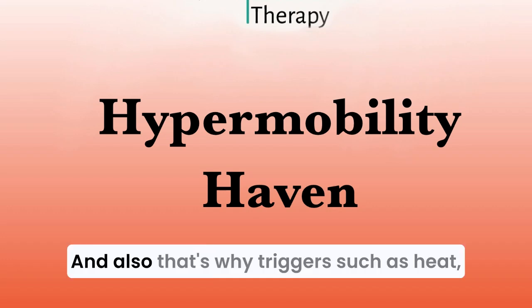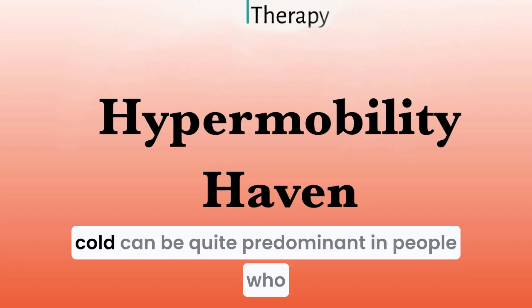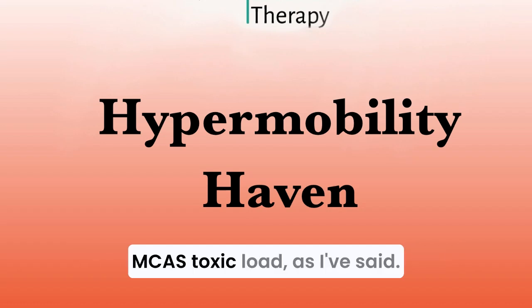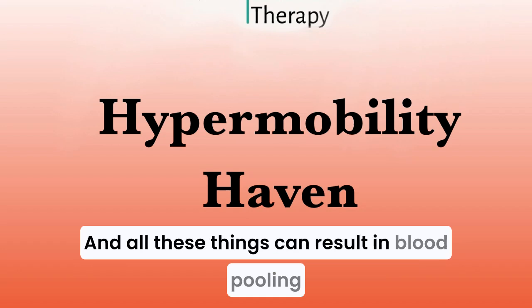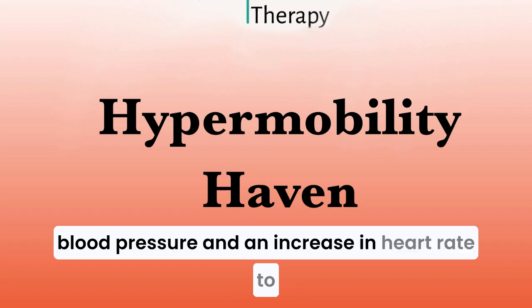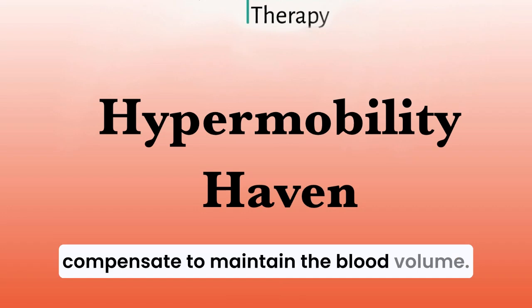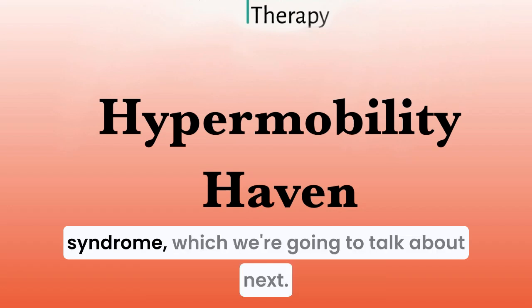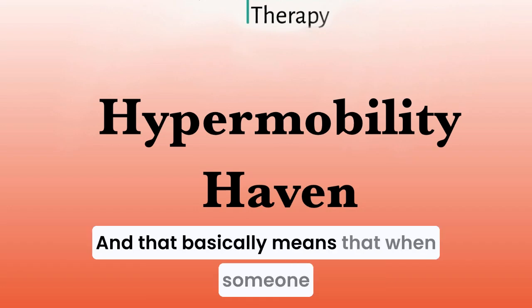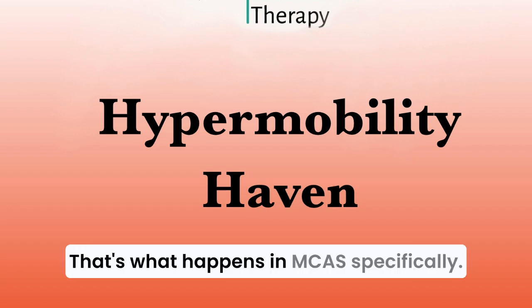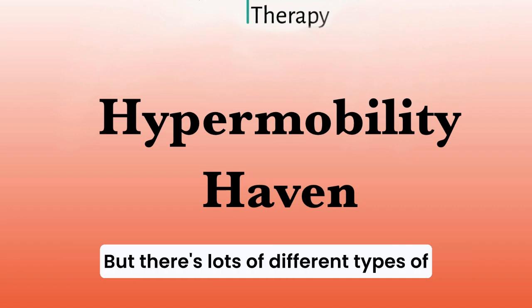No, exactly. And that's why triggers such as heat and cold can be quite predominant in people who have hypermobility disorders, because again, that's a trigger for MCAS. Toxic load, as I've said, and all these things can result in blood pooling in the peripheral system, which triggers a drop in blood pressure and an increase in heart rate to compensate and maintain the blood volume. And this results in POTS, or postural orthostatic tachycardia syndrome, which we're going to talk about next. That basically means that when someone stands up, blood can't get to the brain because the system is collapsing. That's what happens in MCAS specifically. But there's lots of different types of POTS, which we'll go into shortly.